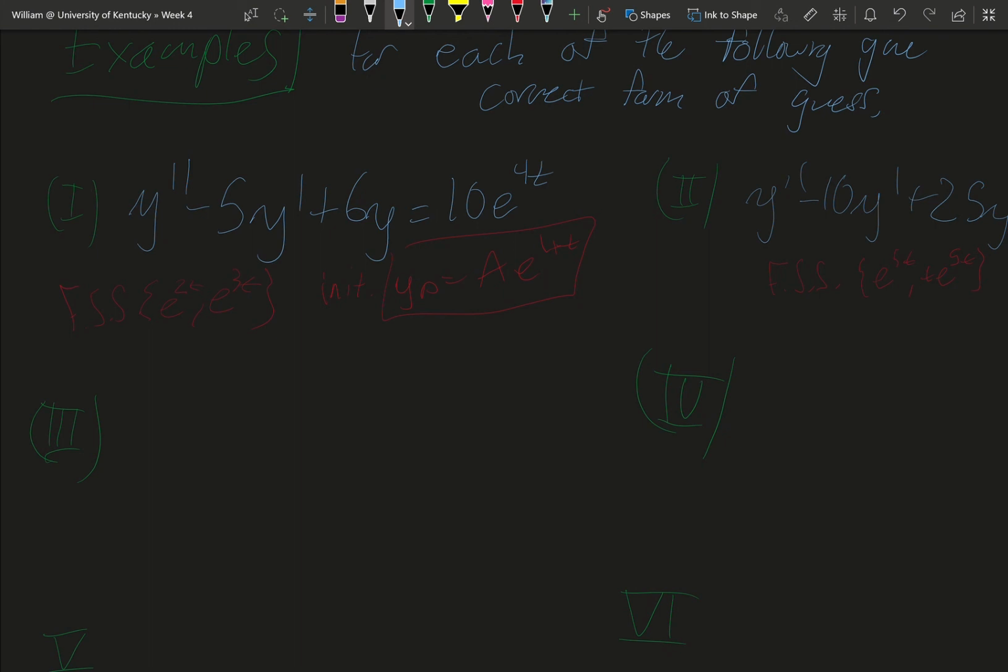So continuing, if we look back, y double prime minus 5y prime plus 6y equals 7 e to the 3t. Well, we're going to have the same fundamental set of solutions as up here. Our initial guess is still a e to the 3t, but our corrected guess is a times t e to the 3t, because e to the 3t is in our fundamental set of solutions.